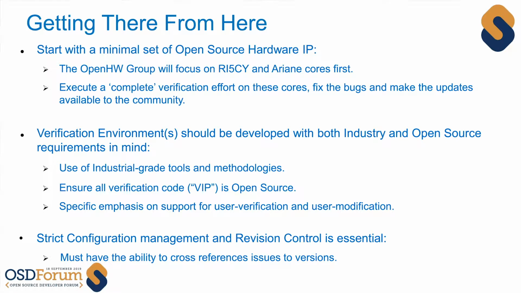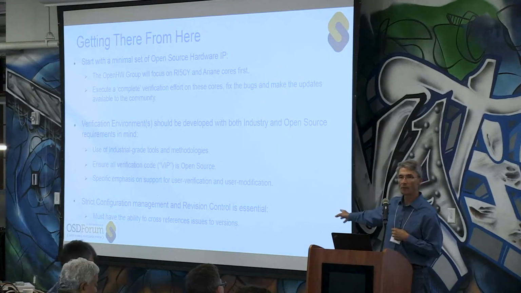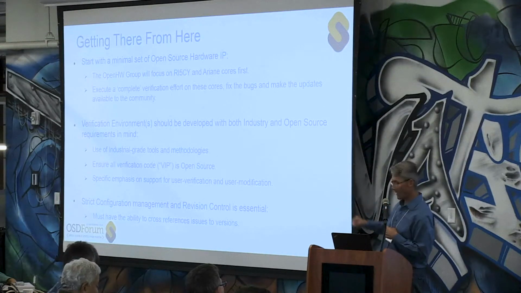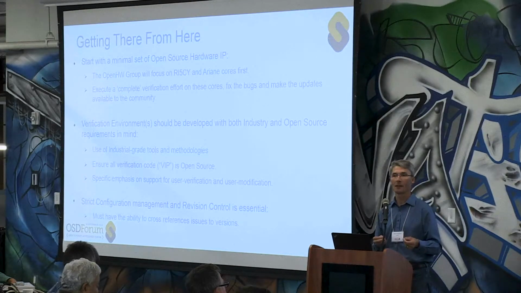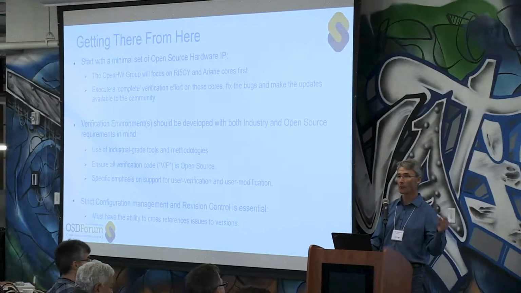Ensure all of the code that you develop is open source, just like the core itself is open source. This is called VIP, or verification IP. Any code that you develop for your verification environment should itself be open source. Your verification environment should have specific emphasis on the thing that makes open source IP so exciting, which is supporting user modification of the open source code. I mentioned this as a specific bullet. A previous version of my slide didn't have this until I talked to the people that found that risky bug, so I added this bullet. Strict configuration management and revision control has to be applied. So that's how we get from where we are now to there.